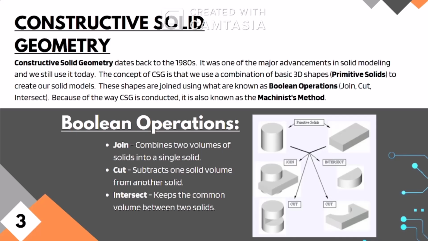So join combines two volumes of solids to create a new single solid, whereas with cut, we're subtracting one solid volume from another to create a new solid. And intersect is interesting because it keeps only the common volume between our two primitive solids. In the image here, you can see some examples of taking a cylinder and a rectangular prism and what we can do using those different Boolean operations.